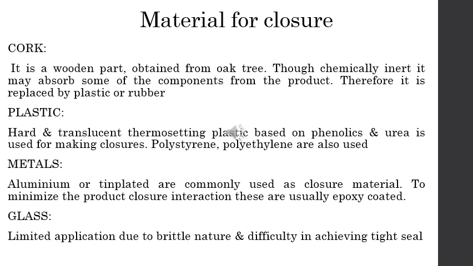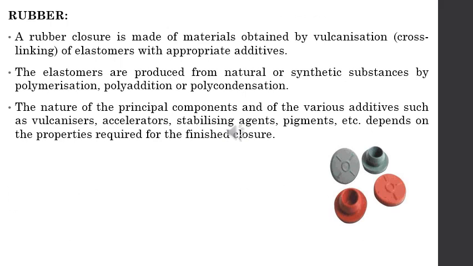Next closure is glass. It has limited application because it is brittle in nature and it is difficult to achieve a tight seal. Next important material for closure is rubber. Rubber closure is made of material obtained from cross-linking of elastomers with various additives.